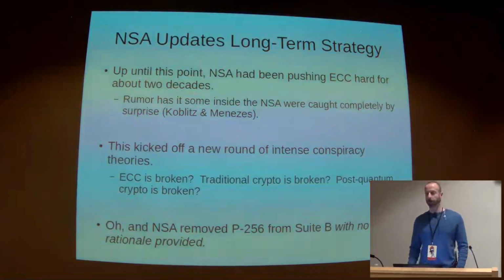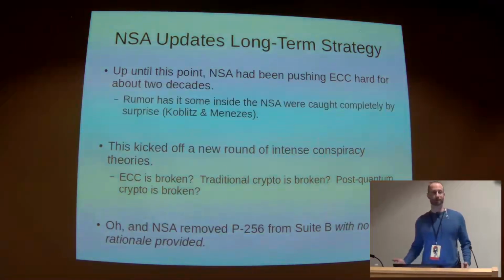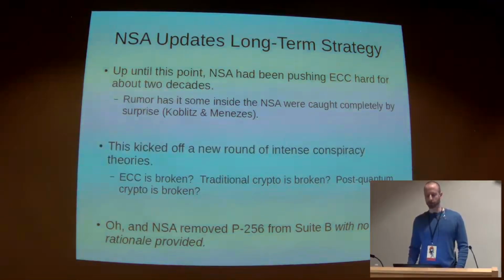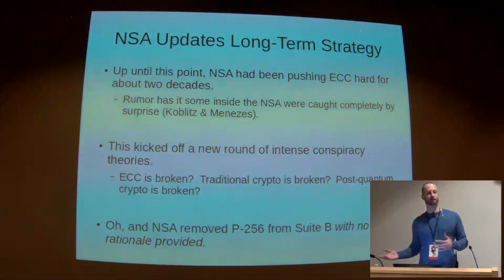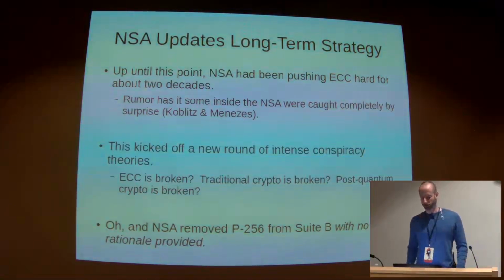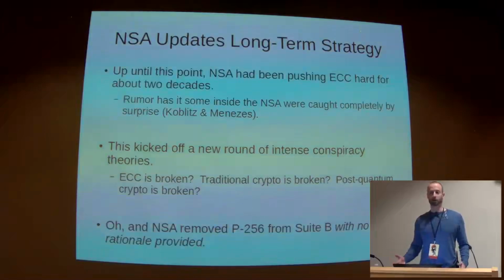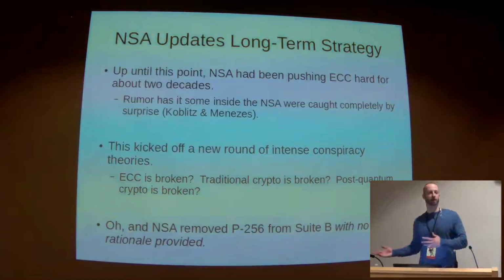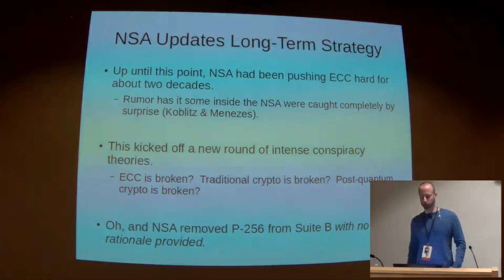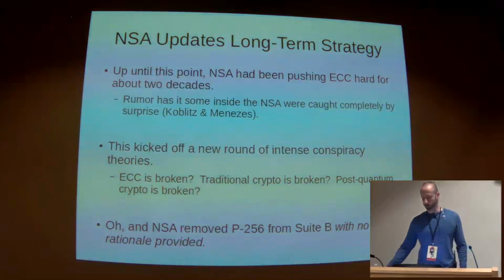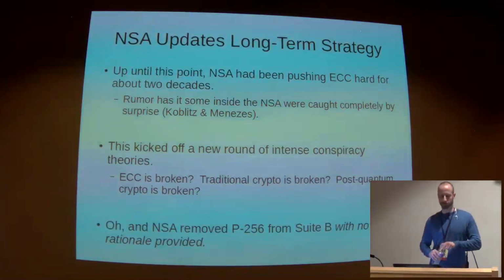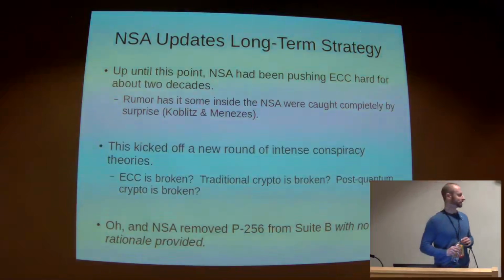Some people thought, well, if they're moving away from that, does that mean ECC is completely broken? Does it mean that traditional crypto is broken and they don't want people to move to ECC? That's a possibility. Maybe they broke post-quantum algorithms and they want everybody to move to that quickly so that they can break everybody's crypto there. All kinds of conspiracy theories. I'm not going to say much more than just listing them. They're interesting to think about, but past that, there's no proof.